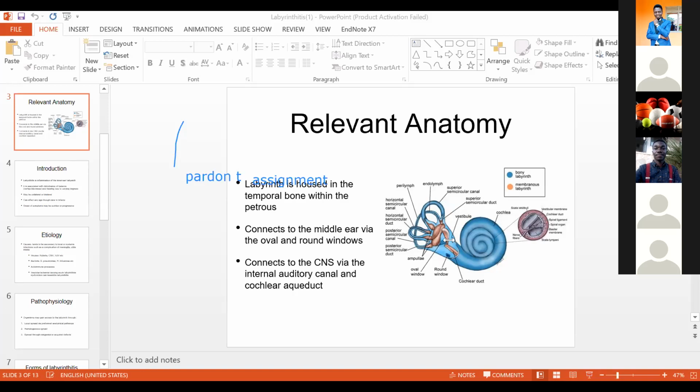Pardon on the assignment, I have retyped the notes. But the notes do not have your assignment. So the notes are for reading and understanding, but they don't have the answers to your assignment.